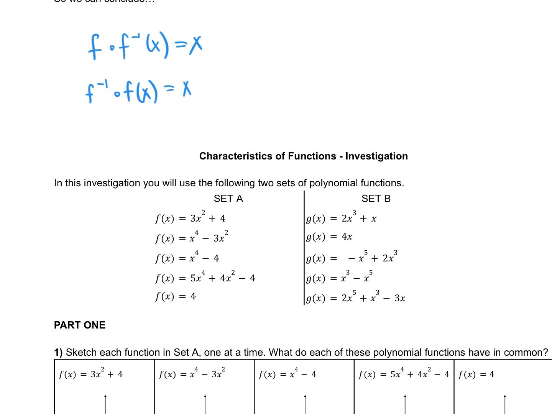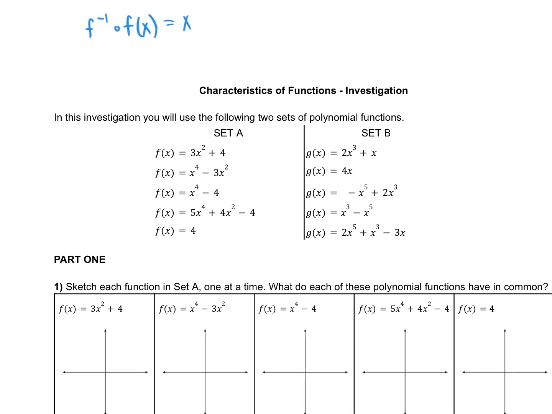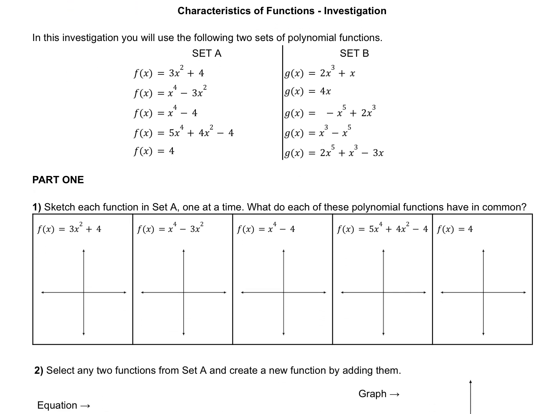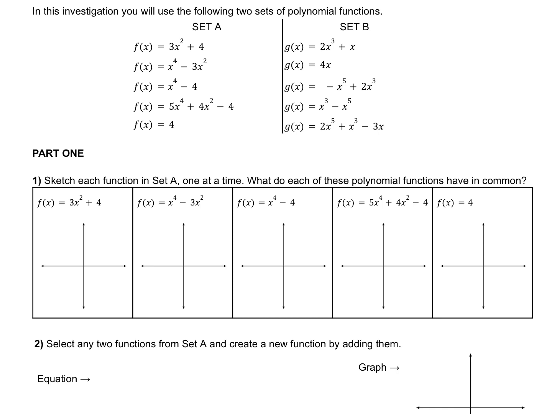All right. Now let's look at some characteristics related to even and odd functions. So we have a set of polynomial functions, set A and set B. We're going to graph or sketch these functions just using Desmos to be quick and efficient here. So first we have a parabola. Roughly it looks like this, starting at 4 for its vertex.